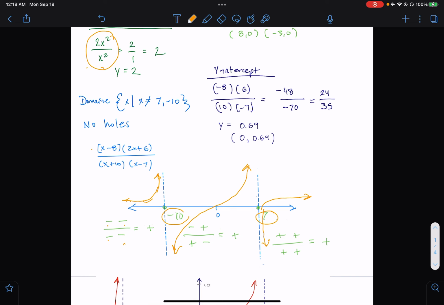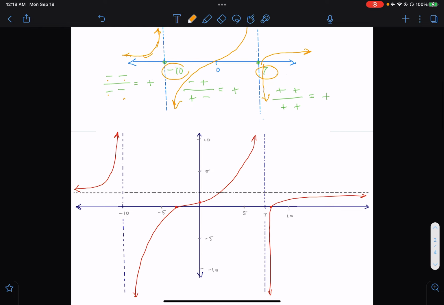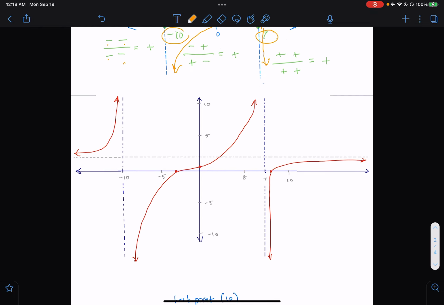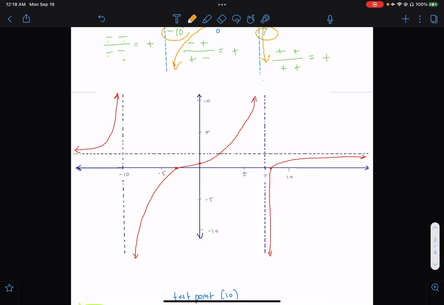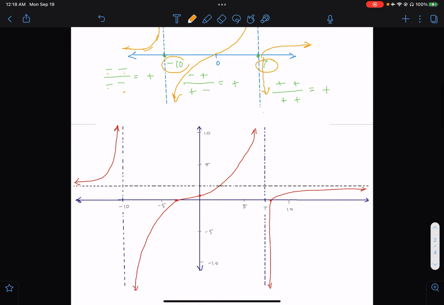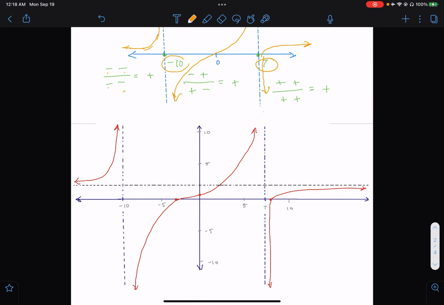I also included a couple details about the domain. The domain is all real numbers except for 7 and -10, which are the 2 points at which my vertical asymptotes are. And then there are no holes. And I know that there were no holes because there were no common factors in the numerator and denominator that were canceled out. So here's an actual graph here. As you see, number line's above, graph is right below.